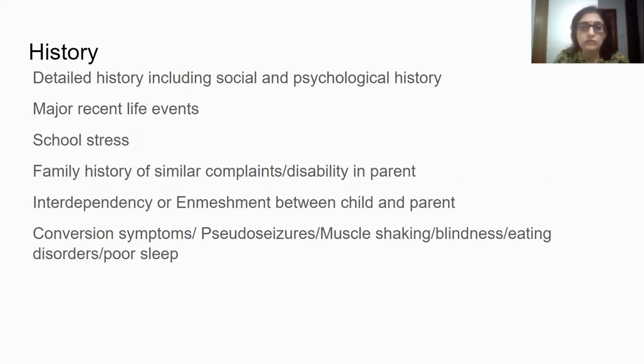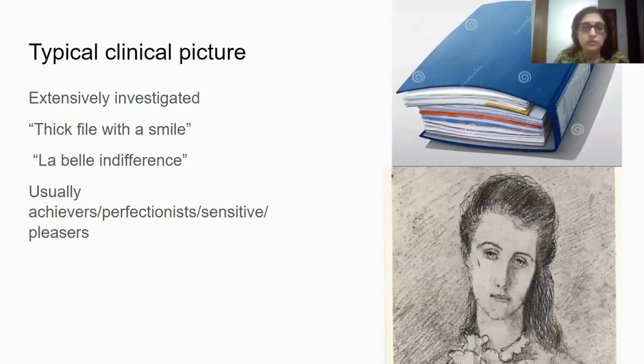Sometimes they come with symptoms of conversion, such as sudden onset blindness or pseudo seizures. Eating disorders and poor sleep are common. Typically the family comes with a thick file, but the child has a look of indifference, what is called la belle indifference, or is even smiling. These children are usually achievers or perfectionists. They're sensitive and emotional children and strive to please others, either friends or family.